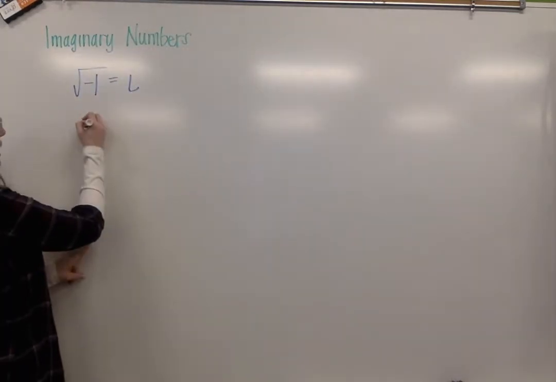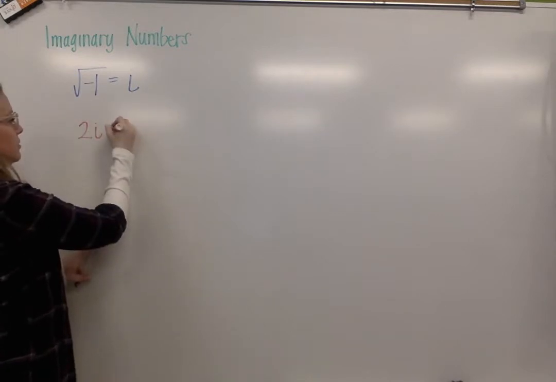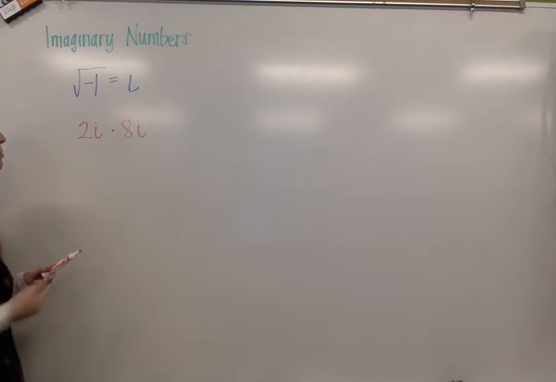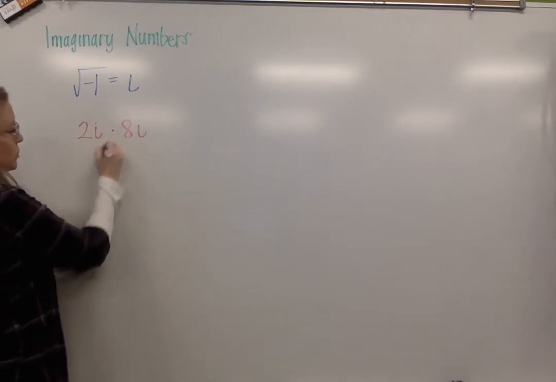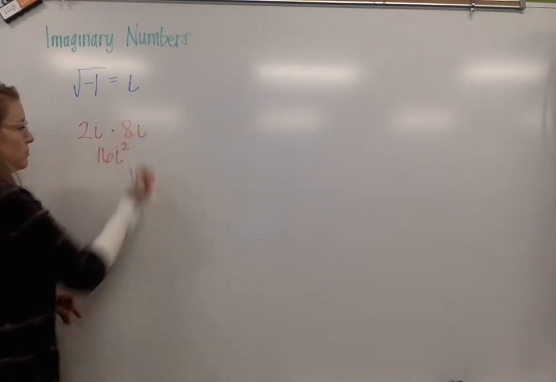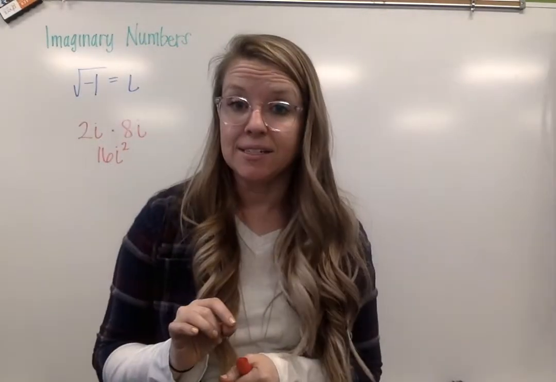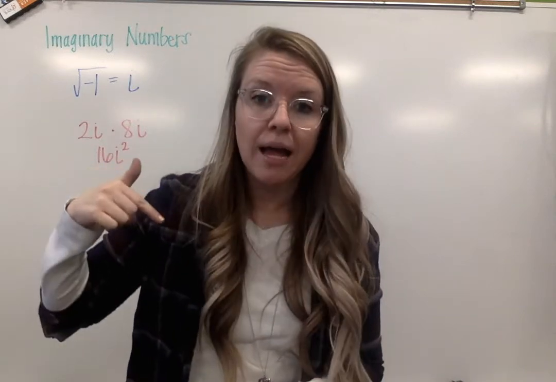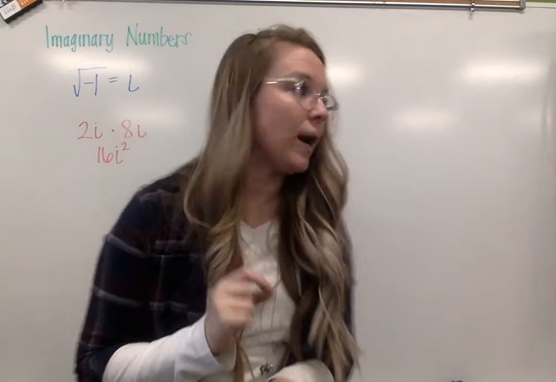If I have 2i times 8i, 2i multiplied to 8i, I'm going to take 2 times 8, which is 16, and i times i, which is i squared. Again, this behaves just like our x's. Any variable, multiply the coefficients, multiply the variables. But this is where my twist comes in, that i squared.